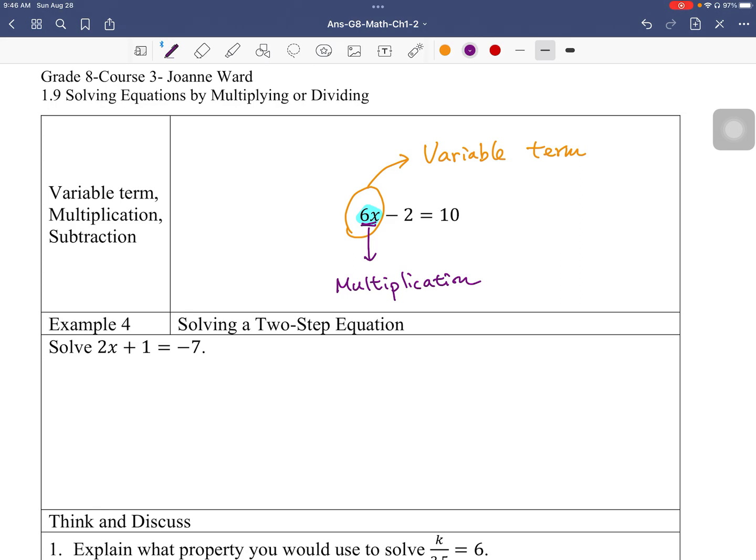And then there is a minus here, which means subtraction. So with a variable term and subtraction, to solve the equation, we want to isolate the variable.